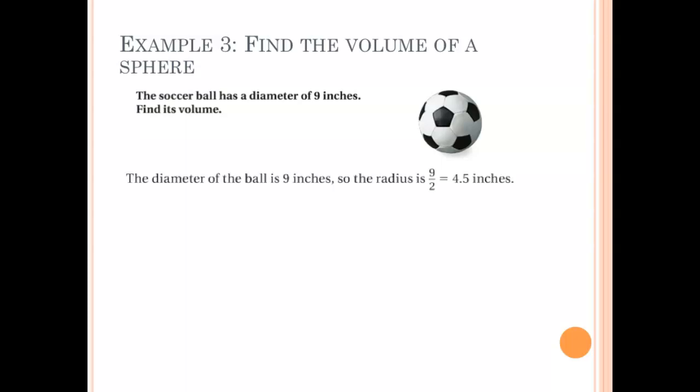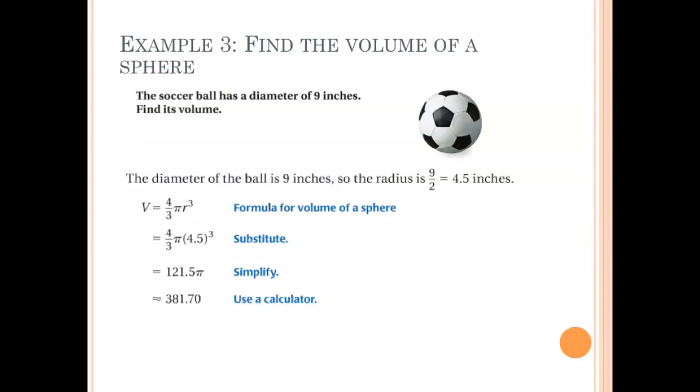Now you can use the formula to find the volume. That would be 4/3 pi times 4.5 to the 3rd. And then let's simplify that as much as we can. So we have 121.5 times pi. And multiplying that, we get 381.70. So the volume of the soccer ball is about 381.7 cubic inches.